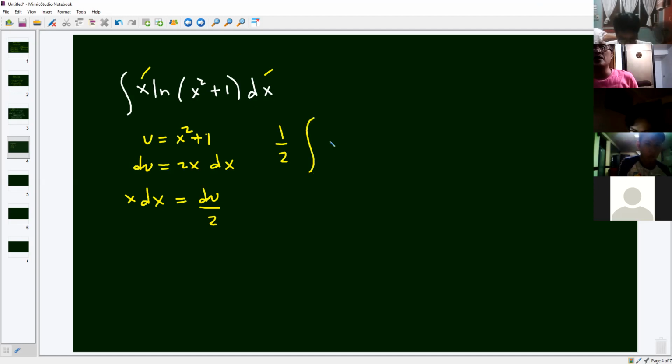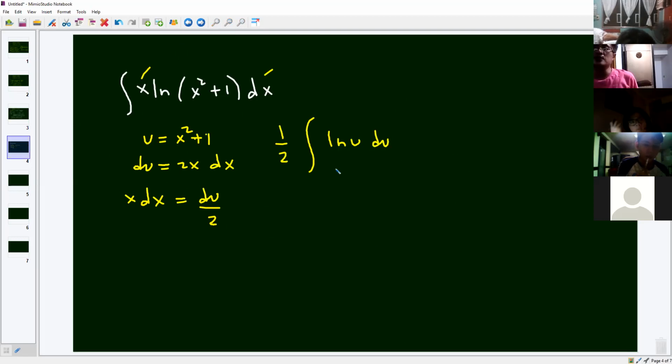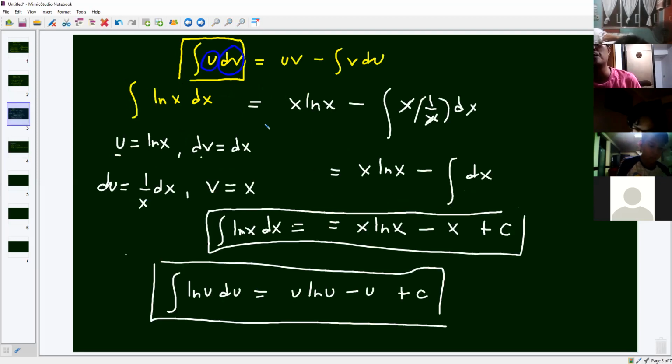So this would be ln u du, which is the form that we just derived, right? So you have u ln u minus u plus c. You just do that, because your u is x squared plus 1. So it's 1/2 times the quantity x squared plus 1 ln x squared plus 1 minus u, then plus c. See? If you have a form, it's very easy to use it. But again, that form came from the technique of by parts.